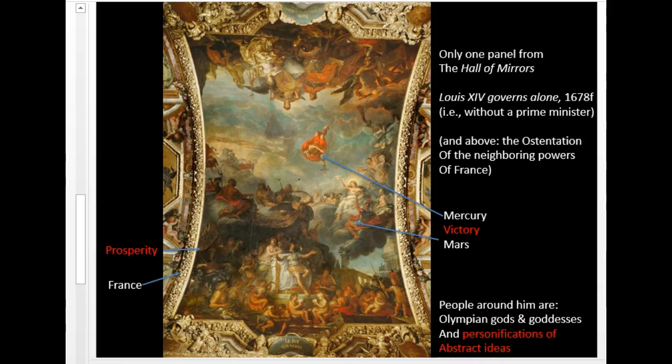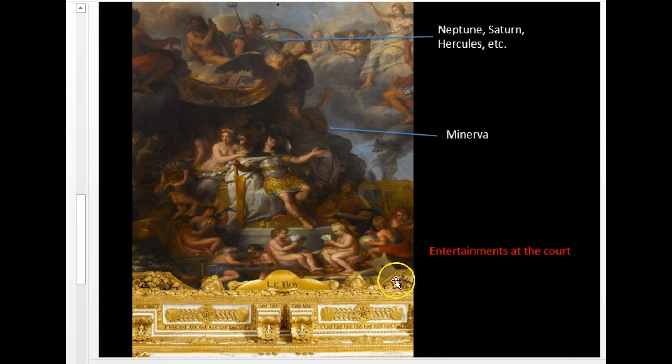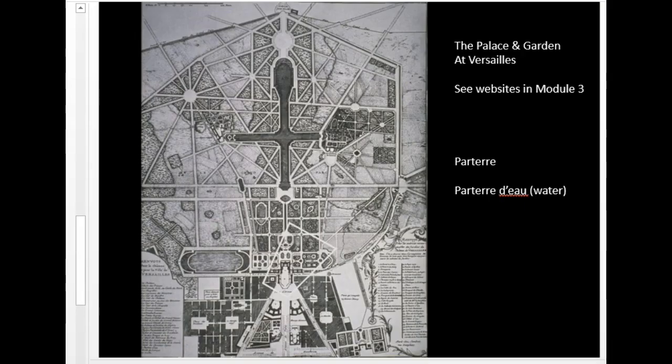Please note that in the foreground at Louis' feet are all these little putti, P-U-T-T-I, these cupids that are playing cards, playing games, playing music. These are the entertainments that Louis demanded from the nobles at the court.